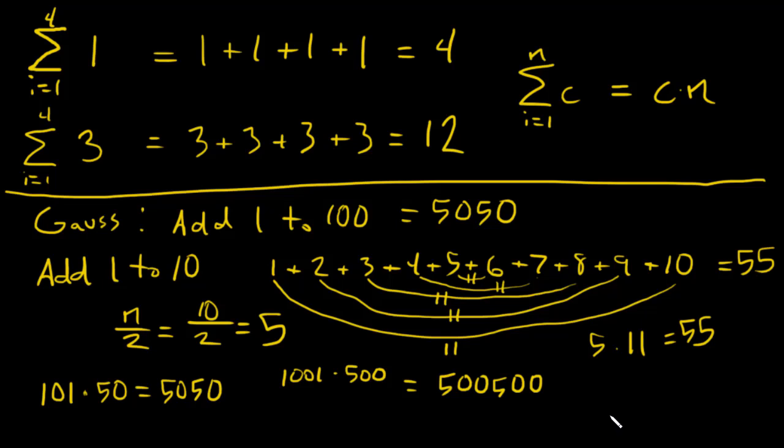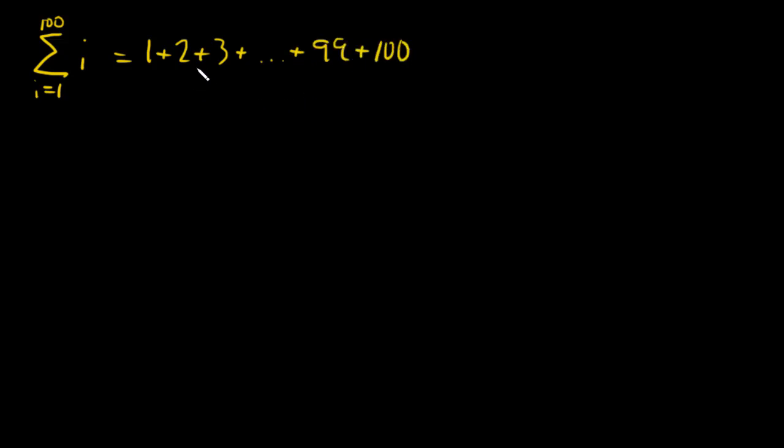Now, why am I showing you all this? Well, other than this being one of my favorite little math stories, there is meaning to this because now we can use this with sigma notation. So, how do I denote adding the numbers from 1 to 100 with sigma notation? Well, that's the sum from i equals 1 to 100 of i. That's going to be 1 plus 2 plus 3 plus dot dot dot plus 99 plus 100, right?